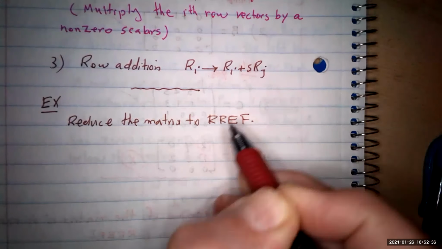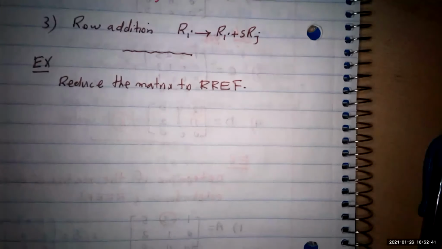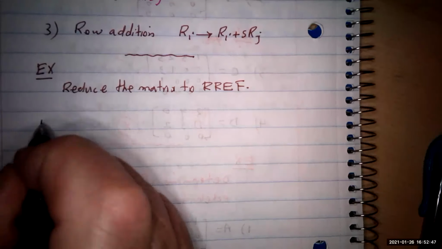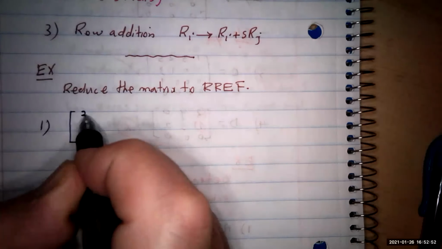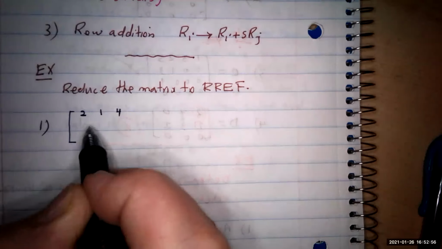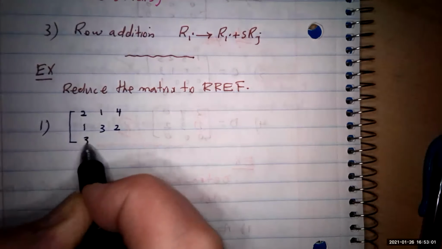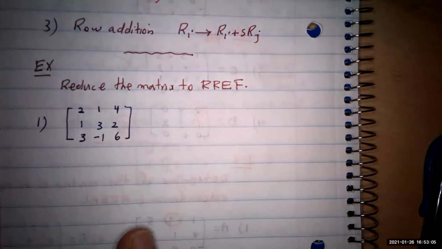You're just using these operations to take care of it. It's not going to be a difficult operation. It's quite an interesting one, and we do it quite a lot. So let's take the first one, and this is it. We have a 2, 1, 4, a 1, 3, 2, and a 3, negative 1, 6. You want to reduce this one.